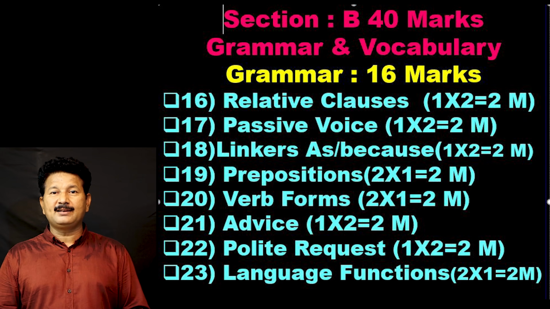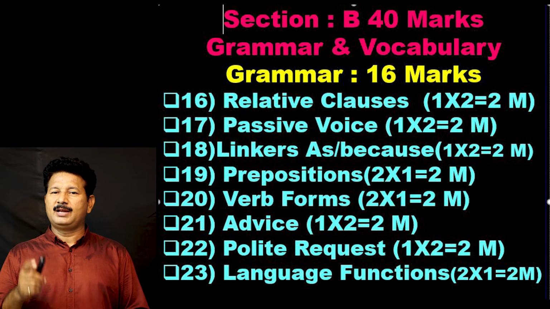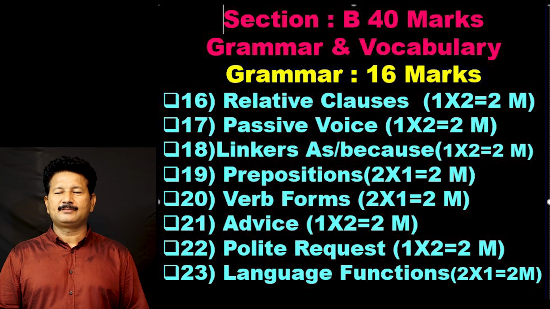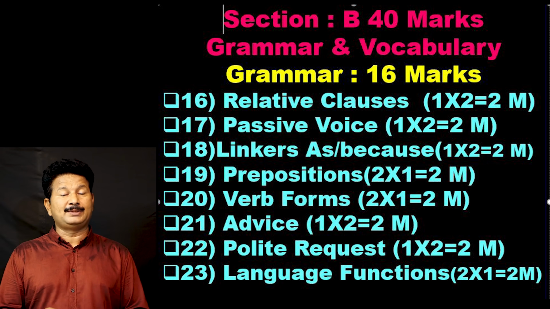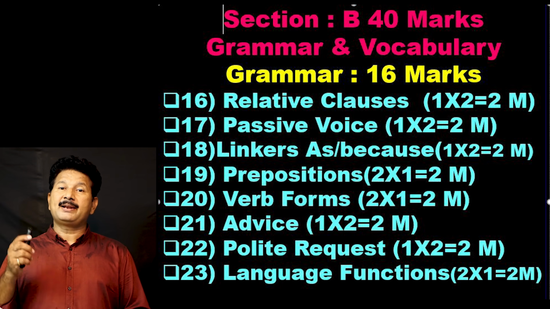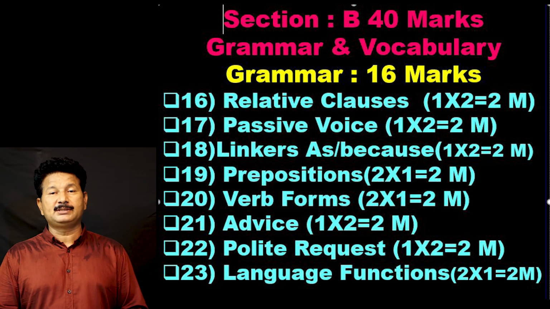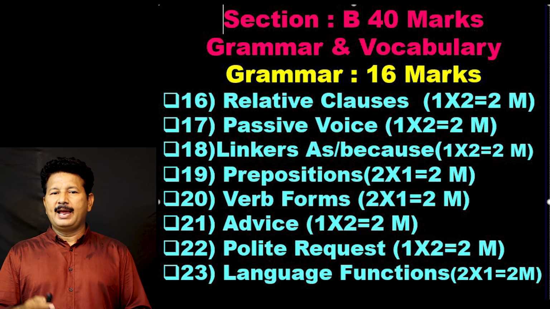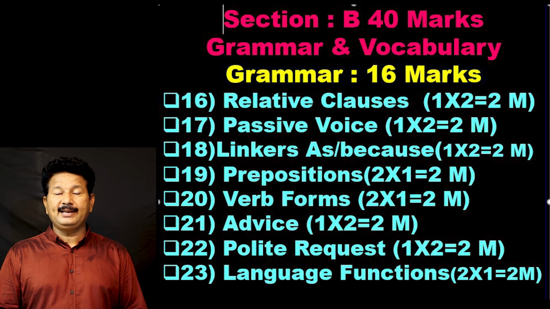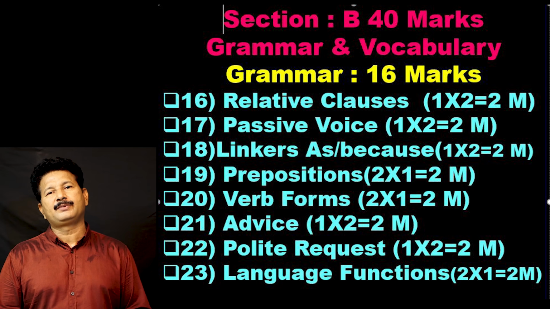Question number 17 is all about passive voice, 1 question, 2 marks. Question number 18 is all about linkers, like conjunctions, such as as or because, adverbs and so on. Question number 19 is all about prepositions. If you learn these prepositions from our unit 4, Rendezvous with Ray, that will be enough. And question number 20 is all about verb forms, again 2 into 1, 2 marks.